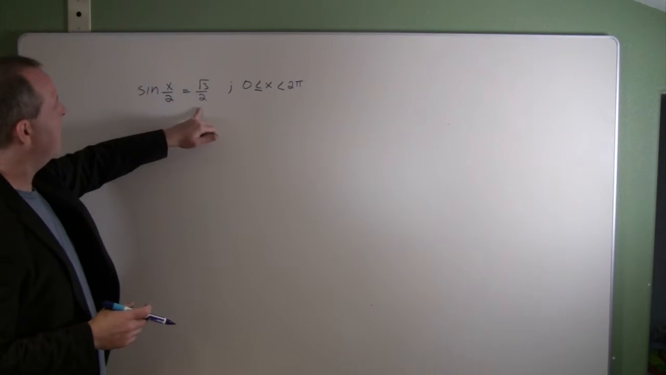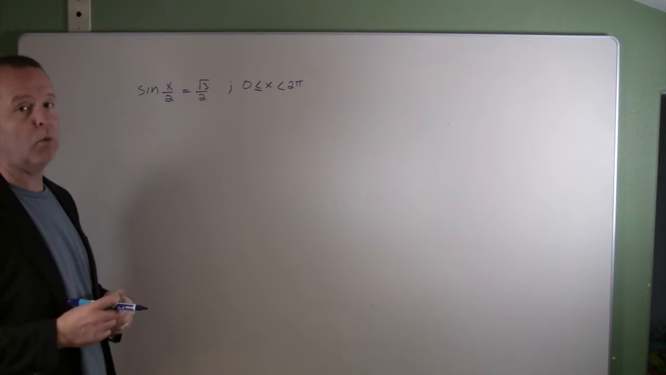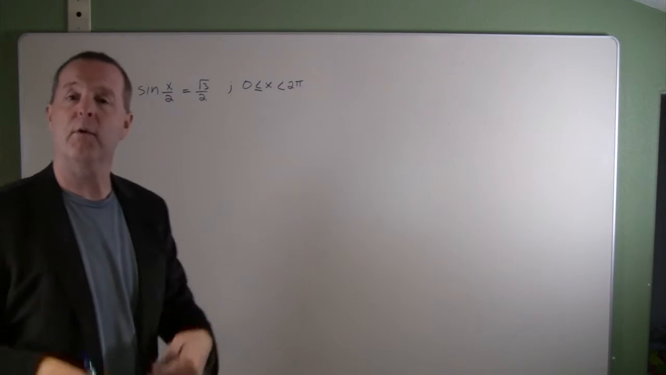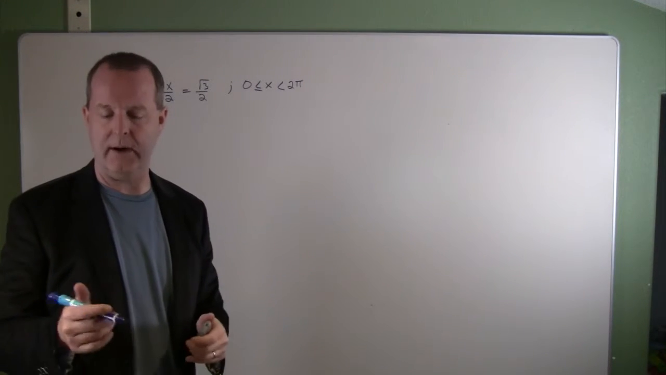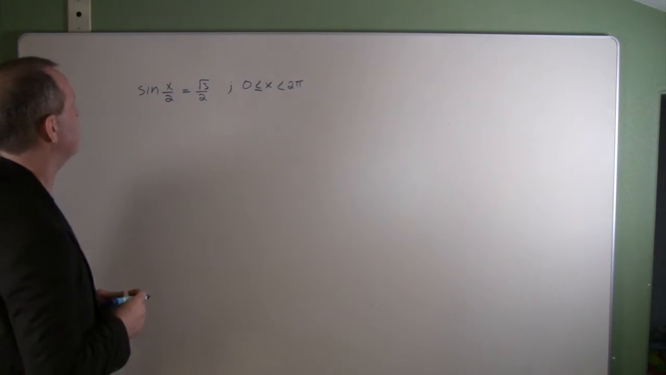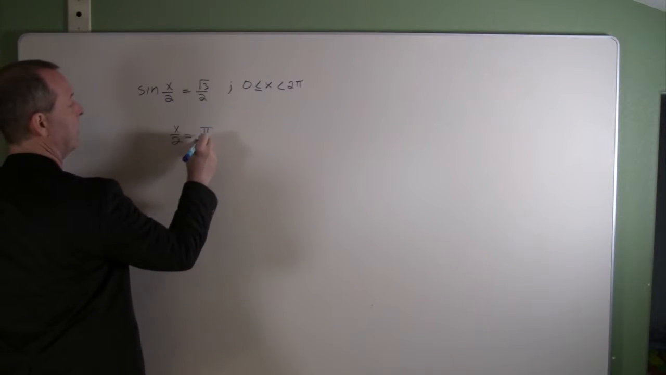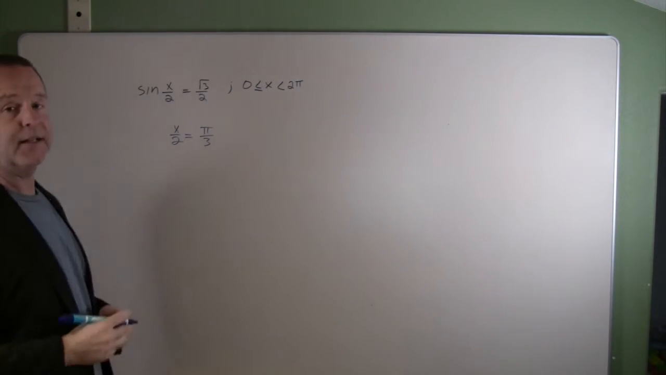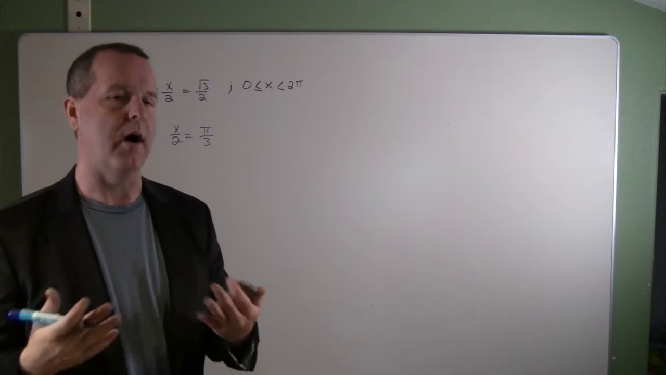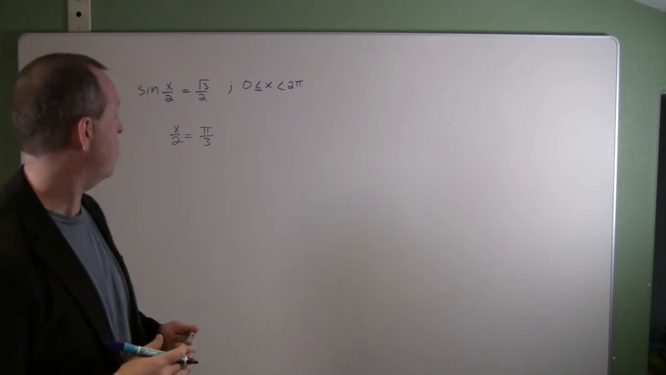So where are the values of a sine function equal to root 3 over 2? Well, we remember one of our 16 primary angles that we're always thinking about. We know that one of them occurs at pi over 3. That's the one in the first quadrant. Where else do we have one? We have one in the second quadrant.